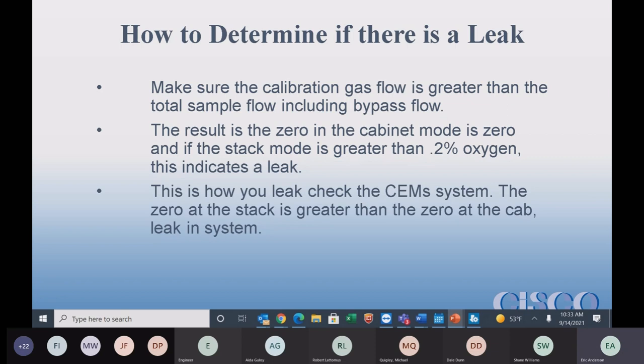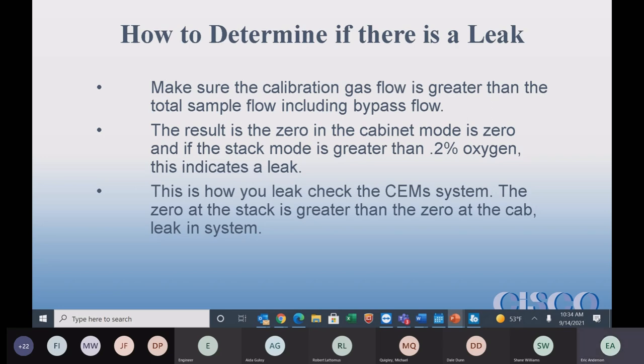So the result is, the zero in the cabinet mode is zero, and the stack mode is greater than 0.2% oxygen. This indicates a leak in the system. And that's how you do a leak check on the CEM system. Again, if the zero at the stack is greater than the zero at the cabinet, there's a leak in the system. I'd perform this on my monthly checks.